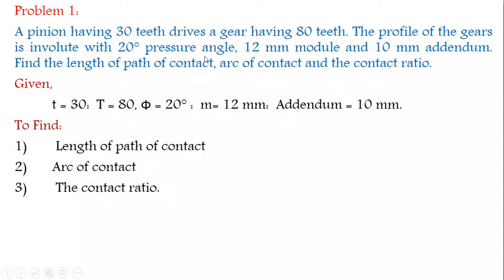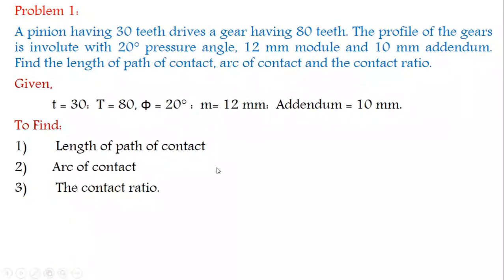Here in this problem, they are given small t, which is the number of teeth on the pinion, and capital T equal to 80, that is the number of teeth on the gear. And phi is the pressure angle of the gear wheel, and M is the module. Module is equal to 12 mm and addendum equal to 10 mm. To find: length of path of contact, arc of contact and contact ratio.